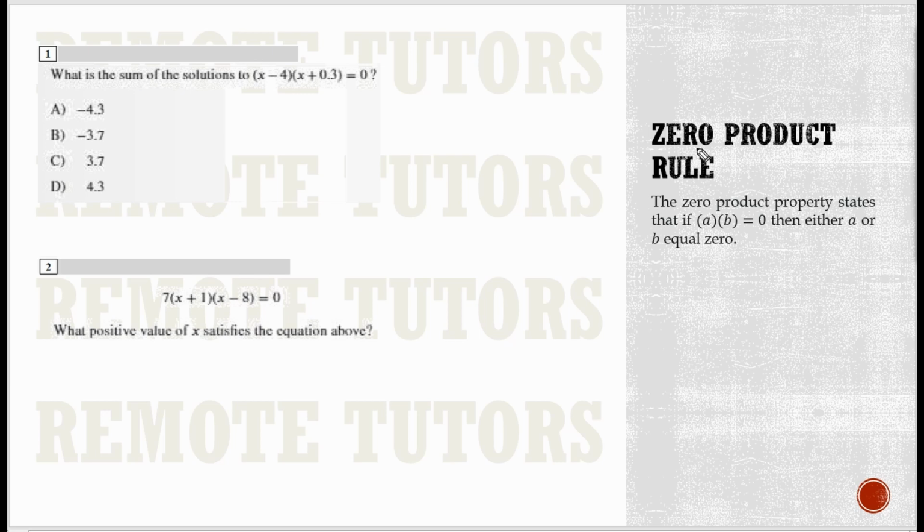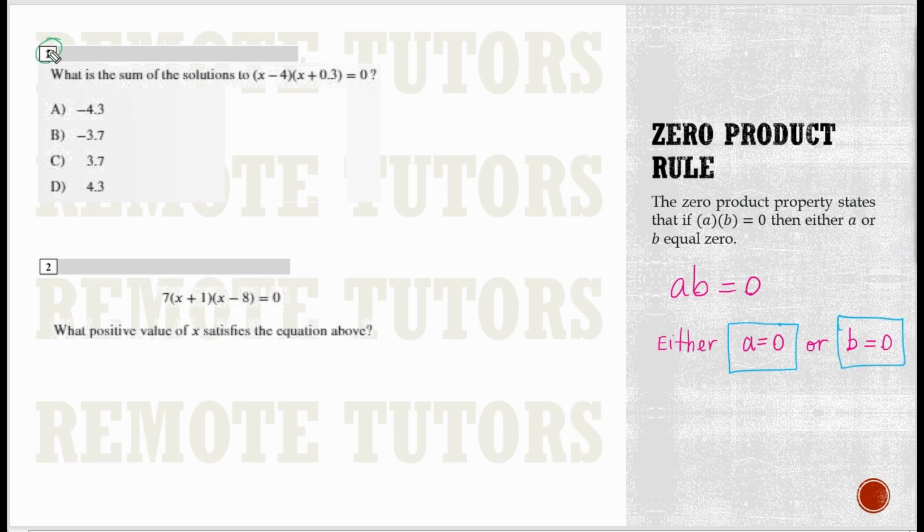So now let's talk about the zero product rule. It states the following. If A times B equals 0, then the solution is either A is 0 or B is 0. This is something that you have to remember.